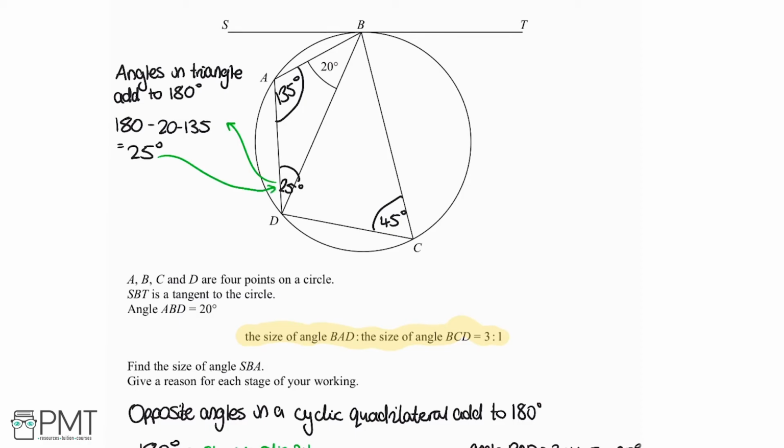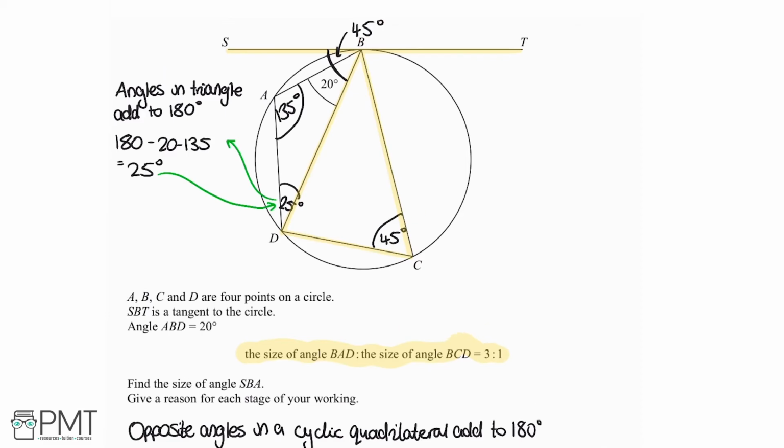Now for the next part, I'm going to use the alternate segment theorem, which says the angle between a tangent and a chord is equal to the angle in the alternate segment. That's a bit confusing, so we're going to see how it applies here. I've got this triangle here, and we've also got a tangent. By the theorem, this angle, going from the tangent to the triangle, is the same as the alternate angle down here, which we worked out as 45 degrees. So that angle there is 45 degrees because of the alternate segment theorem.